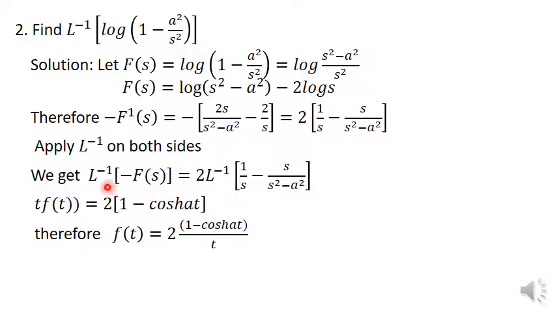As we know, L inverse of minus f prime of s is equivalent to t times f of t. That is equal to 2 into L inverse of 1 by s, which is 1, minus L inverse of s over s square minus a square, which is cos hyperbolic a t. Therefore, the value of the function f of t is equal to 2 times 1 minus cos hyperbolic a t, divided by t.